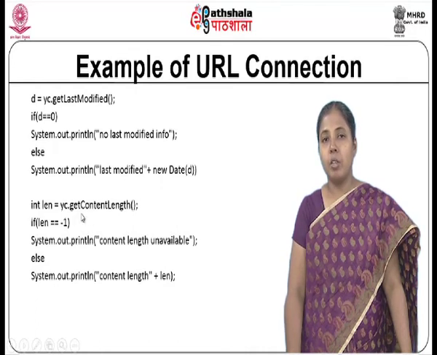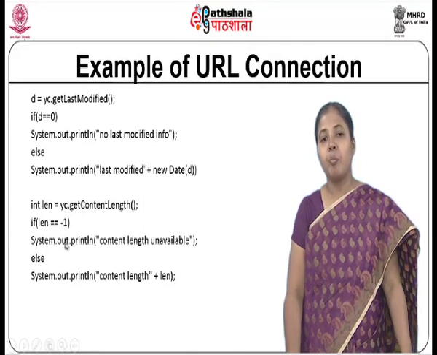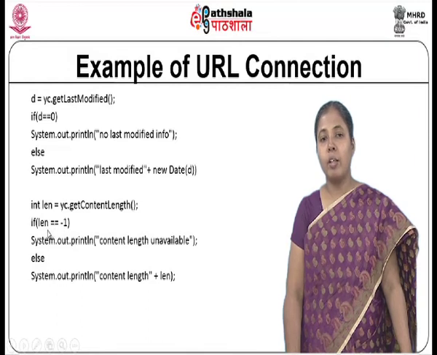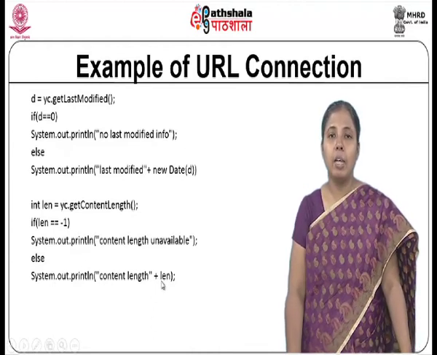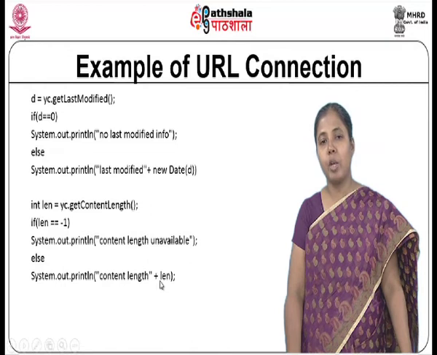Then there is a method called get content length. The size would be given in bytes. If there is no content, that length would be -1, negative. So, you can print the content length if it is available, with the length variable len; the attribute name is length.